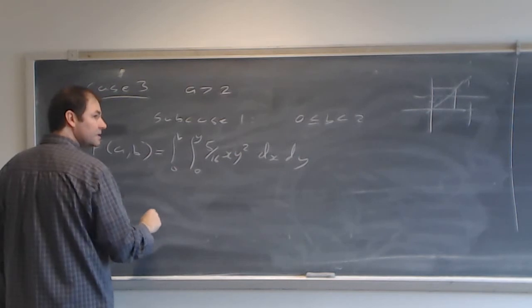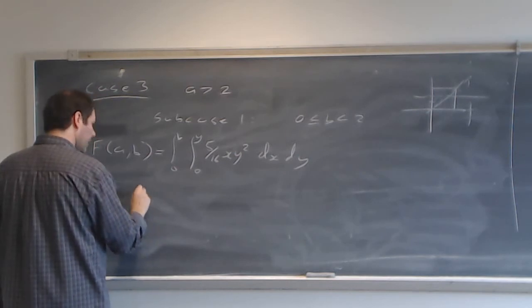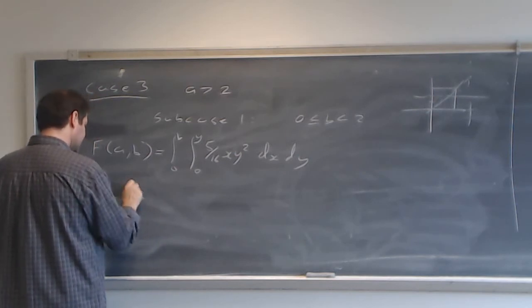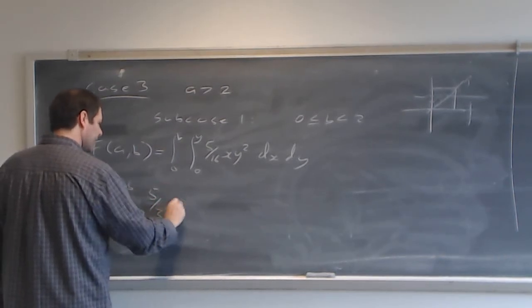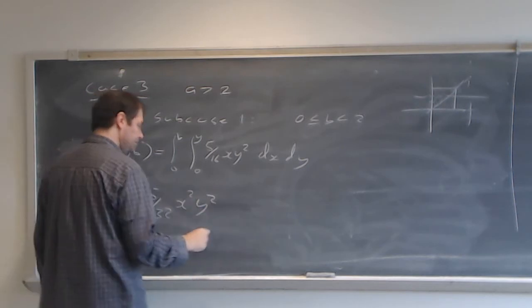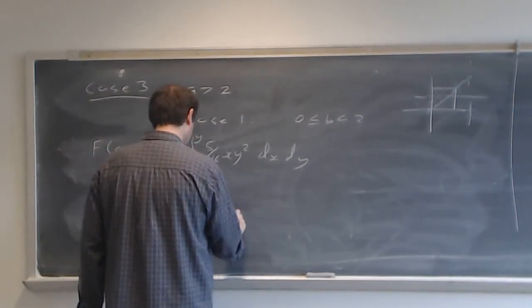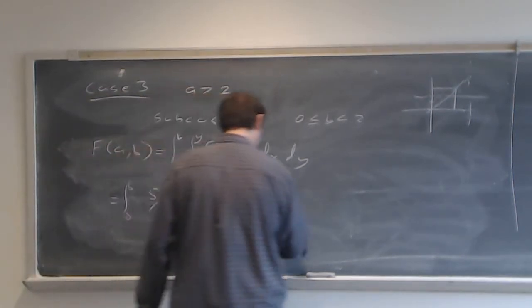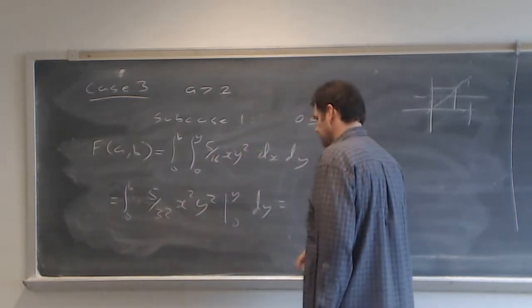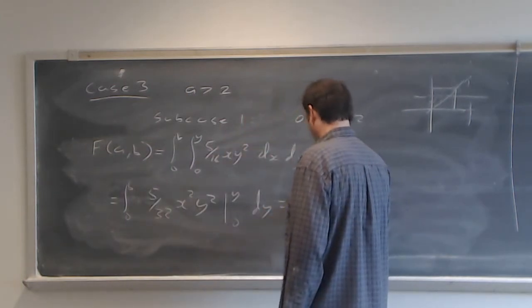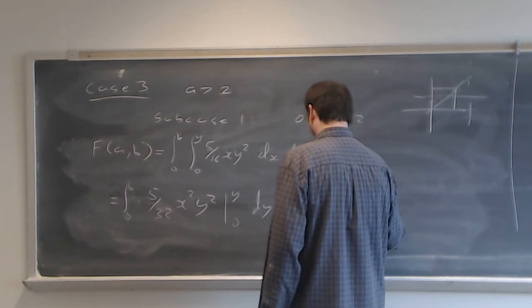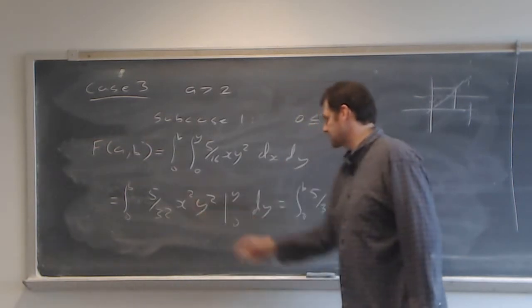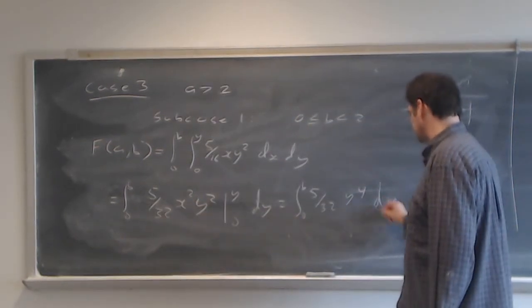When I integrate this, it's 5, so integral from 0 to b, still to be done. I'm integrating with respect to x. It's 5 over 32 x squared y squared, evaluated from 0 to y, dy, which is equal to, when I let x be equal to y, we get an integral from 0 to b of 5 over 32 times y to the 4th, and I subtract, when x is 0, I just get 0, so I'm going to leave that as is, dy.